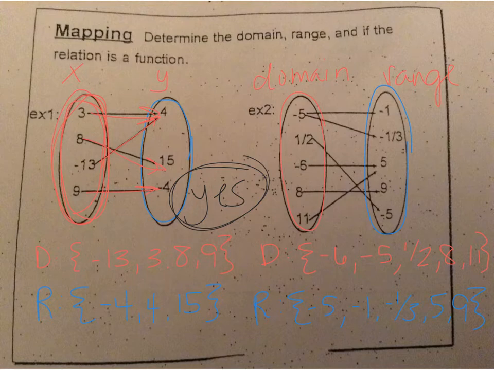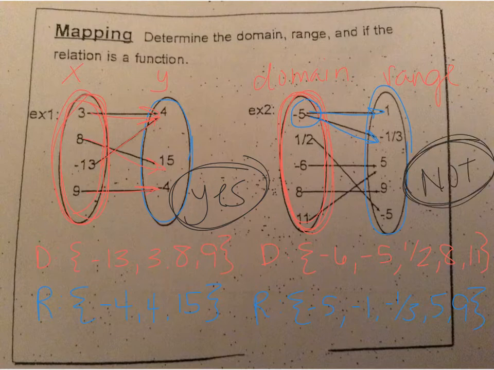Alright, if you're going to tell if this is a function or not, you only look at the red bubble, the domain. Okay, if any of these numbers have two arrows pointing away from it, it is not a function. If you look at -5 here, -5 is pointing to the -1 and the -1/3. That's a repeater. There are two numbers that the -5 is going to, so this is not a function. Okay, and the repeaters look like this double arrow.